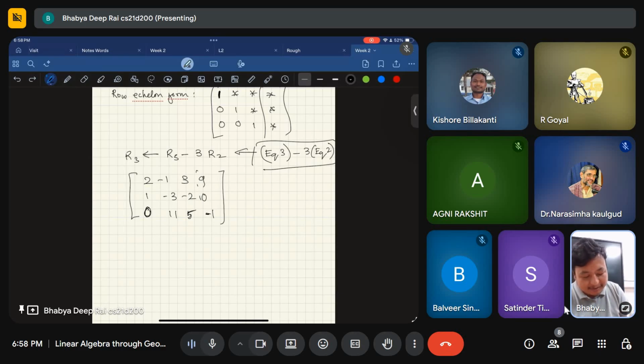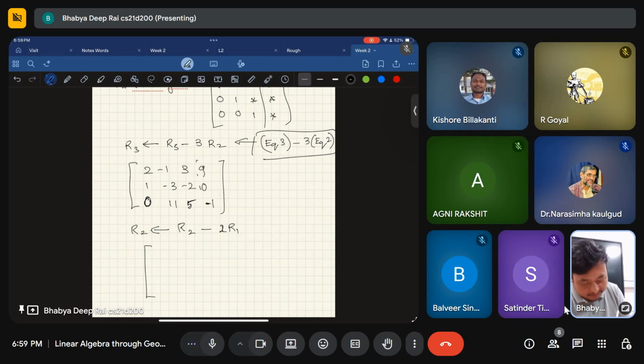Now I got this. Now what do I want to do? Let's say I want to make this 0. It's up to you. Let's say I try to make this one 0, that's easier. I do R2 in R2: I do R2 minus 2 times R1.